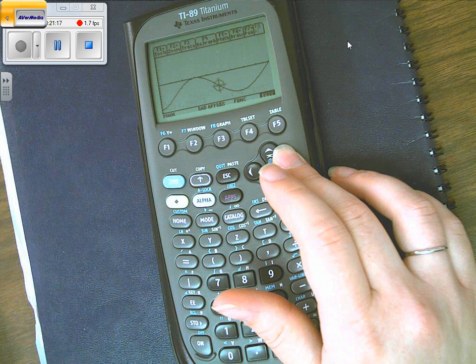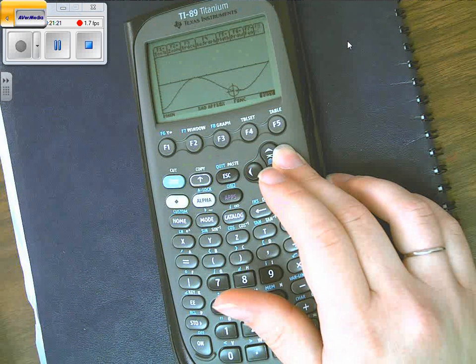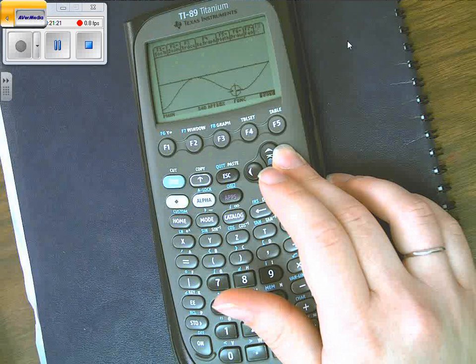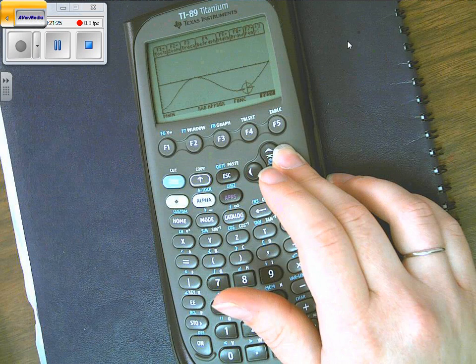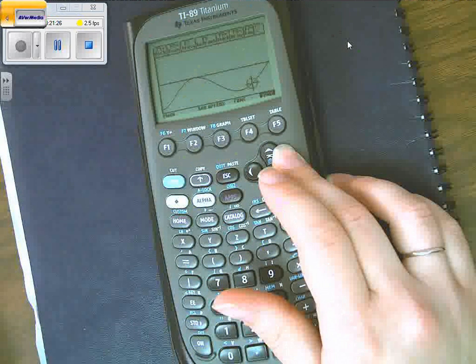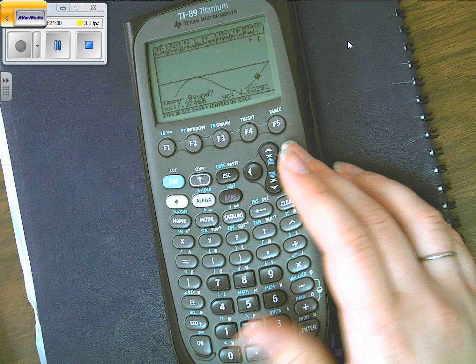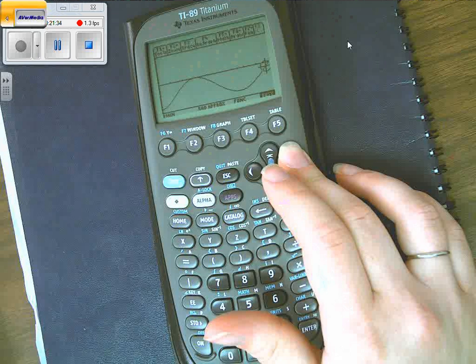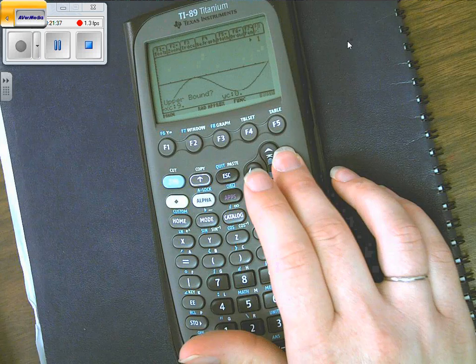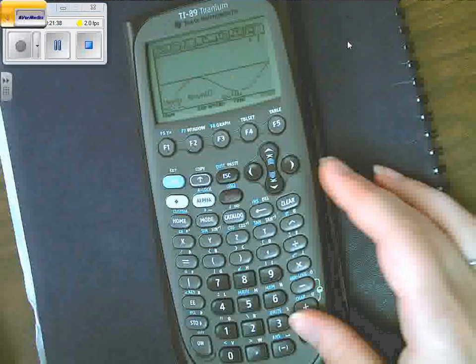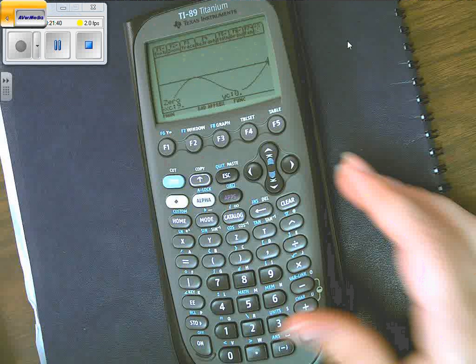I might have to move my window to be able to tell. Again, there's nothing fancy about the 89 compared to the 84. You could do this exact same work in the 84. So at 9, there is also a 0.